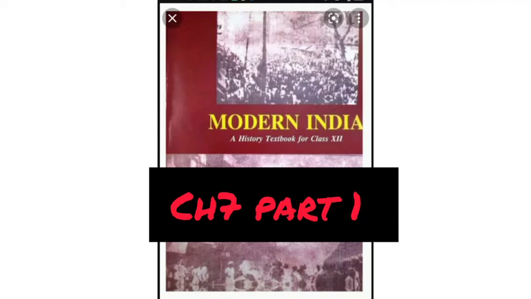So, last time we finished chapter number 6 of Modern History by Bipin Chandra, and today we are going to study chapter number 7, The Administrative Changes After 1858, from the same book, Bipin Chandra. And yes, let's start reading.